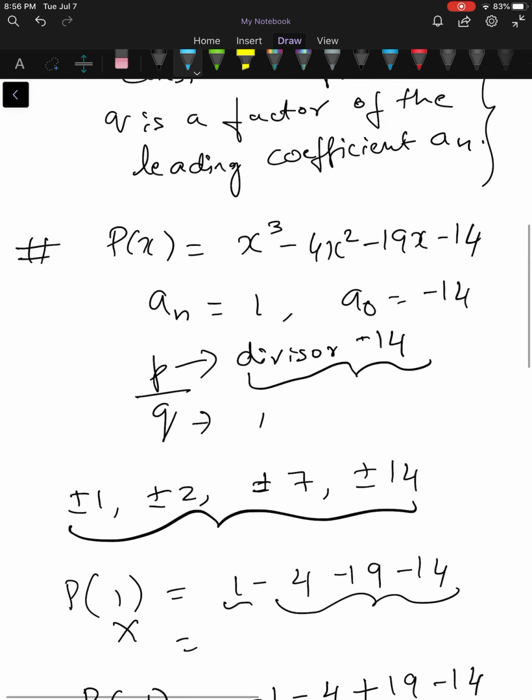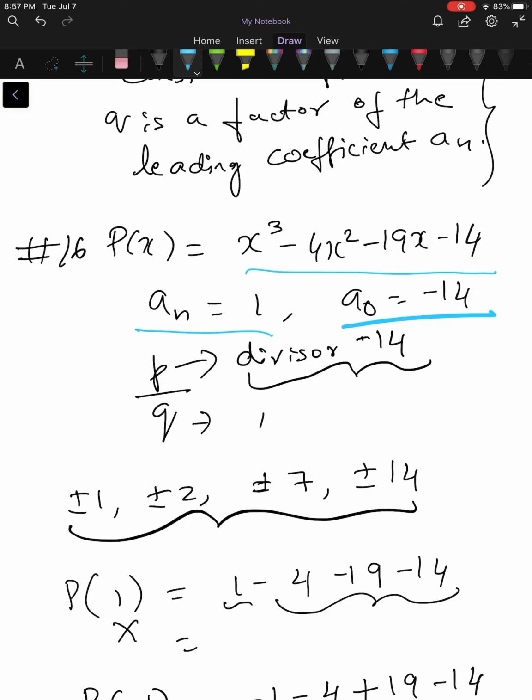I will do problem number 16 in your book, an exercise problem, which says p of x is x cube minus 4x square minus 19x minus 14. Here the constant coefficient a naught is negative 14 and the leading coefficient is 1. So the denominator is 1, that is fixed, so it can be plus or minus 1. All depends on the numerator.